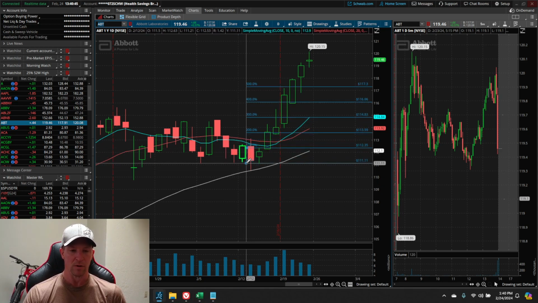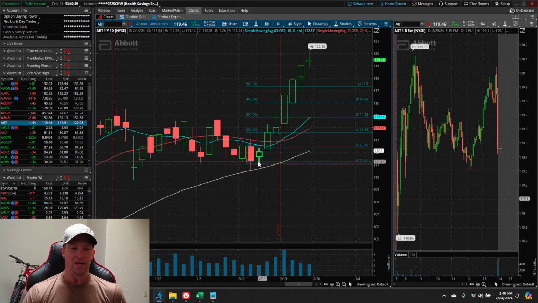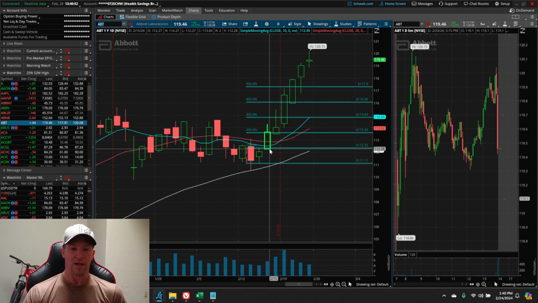I'm getting off topic here, but I think it's important. You've got this inside day here, which then you've got to break out the next day, and it actually opens below the high, it looks like. What's the open here? 27. Yep, I'm confusing myself. Yeah, definitely. So it opens below the high and then rockets.